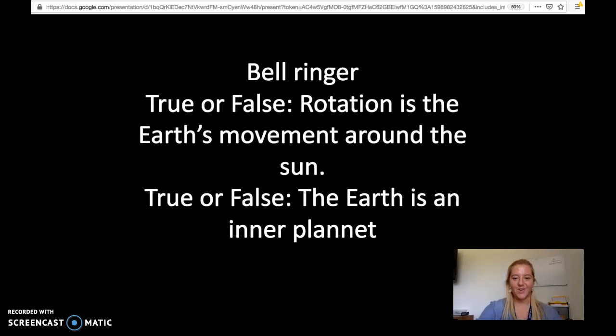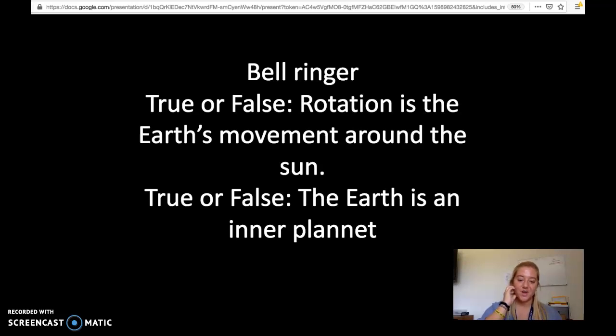So today we're going to learn a little bit about, we're going to touch on rotation and revolution. Rotation is not the Earth's movement around the sun. That is actually revolution. Rotation is the word that we use to describe the Earth's movement about its axis, so the actual spinning of the Earth. And then for our second one, true or false, the Earth is an inner planet. That one is actually true. So the first one is false, the second one is true.